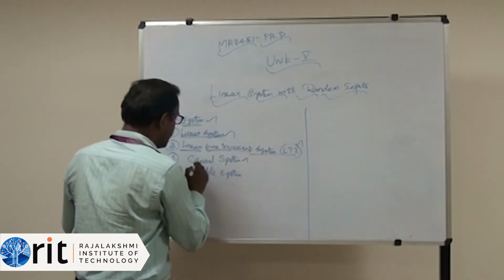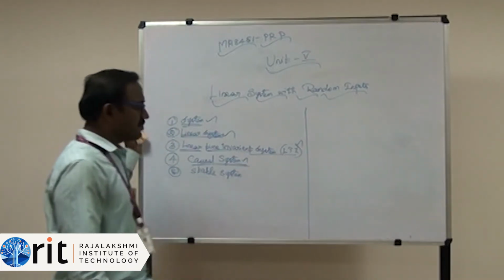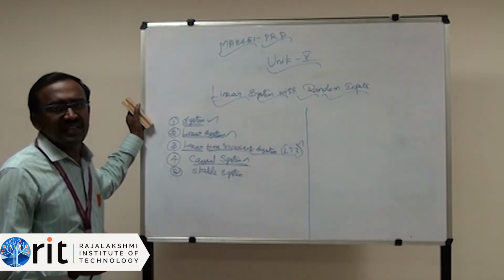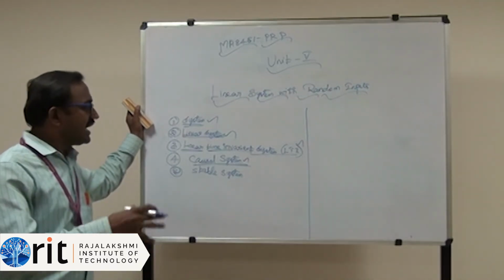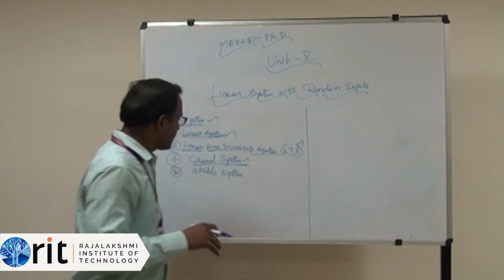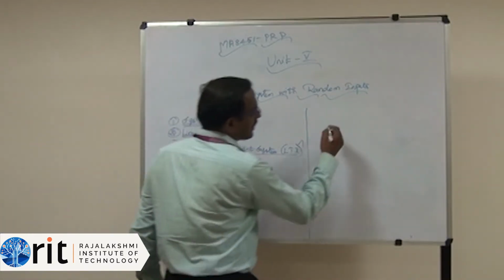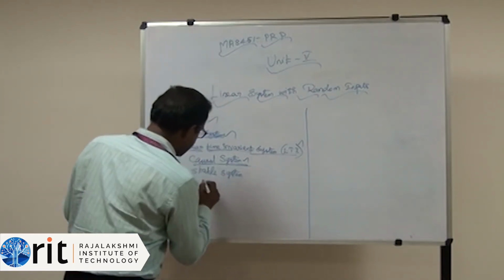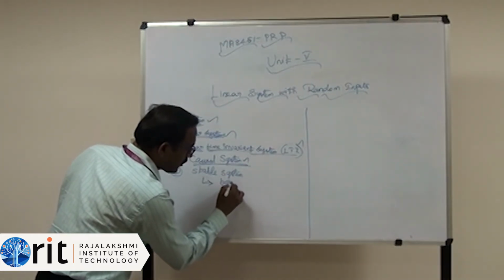Next we move on to the stable system. What do you mean by stable? Normally, stable means we know the boundary, the starting and ending. That is stable, like our position. That is a stable system. A bounded input gives a bounded output. Normally we can say this is a stable system.